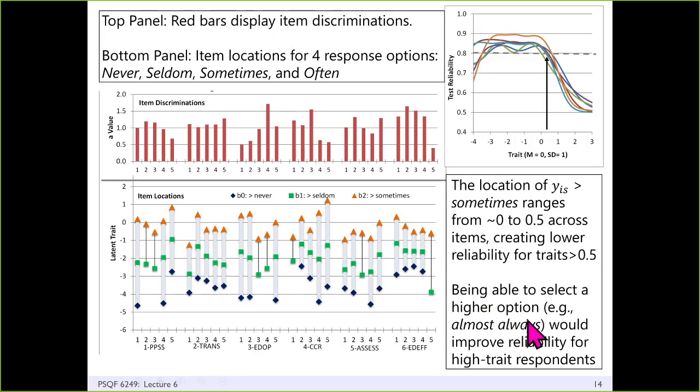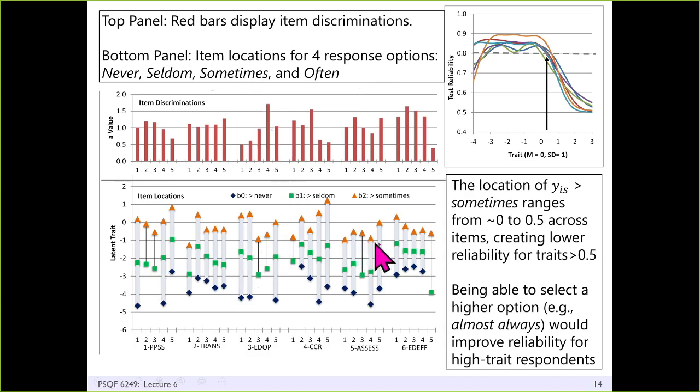This is slide 14. We looked at this before, but it speaks directly to your question. The bottom of this picture, the orange and the green and the blue dots on these lines, these are the difficulty values that correspond to the different submodels. So the choices that we have here, this is a 4-option set of items. Never, seldom, sometimes, and often are the choices. And so blue corresponds to the trait level needed to go from something greater than never, so 0 versus 1, 2, 3. Green corresponds to the trait needed to go from never, seldom versus sometimes, often. So something greater than seldom. And orange is something greater than sometimes, which is often.